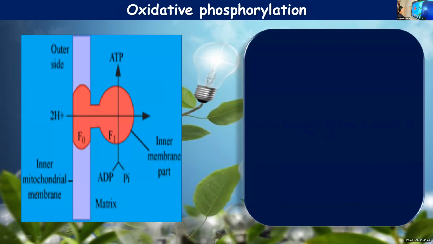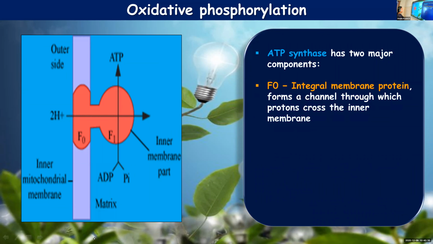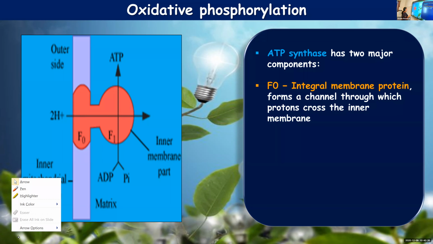And here is the structure of complex 5, the ATP synthase enzyme. The same structure which you had learned when we discussed it in photosynthesis. It has two major components, F0 and F1. As you can see, F0 is embedded in the inner mitochondrial membrane. What you see in light violet or lavender color, that is F0. So here you can see F0.